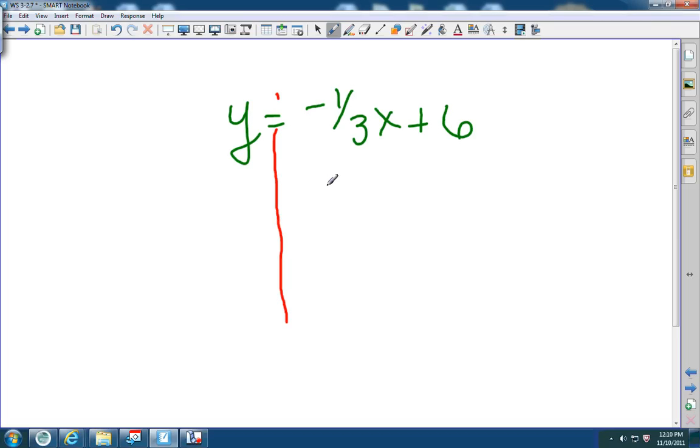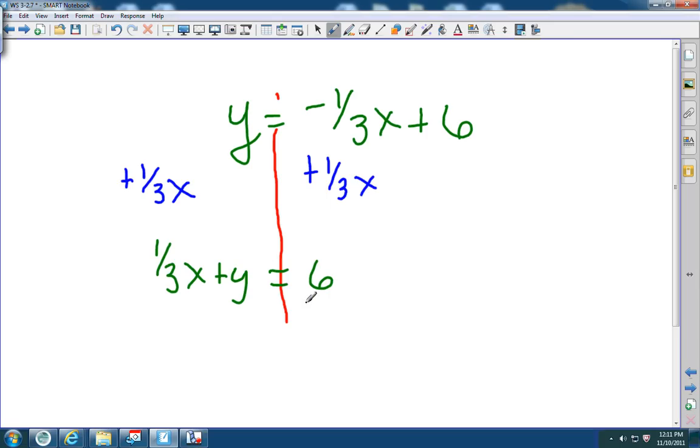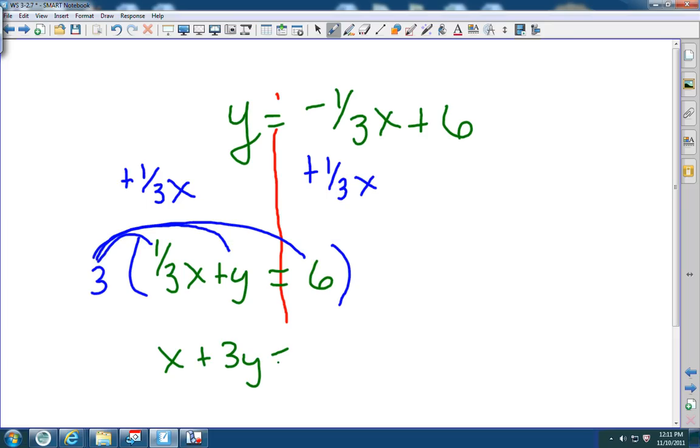So the first thing you're going to do is add 1/3 x. I've got 1/3 x plus y equals 6. What do I multiply my equation by? By 3. And this is the mistake, so make sure you multiply every piece by 3. So I'm going to have 1x plus 3y equals 18. Here it is in standard form.